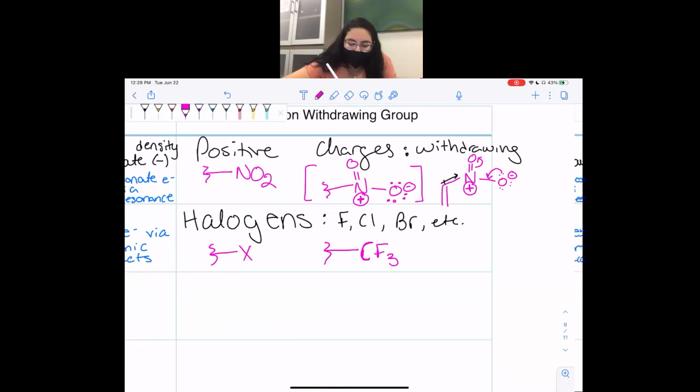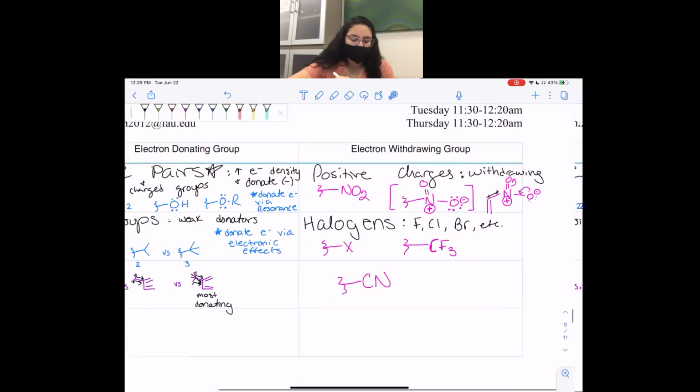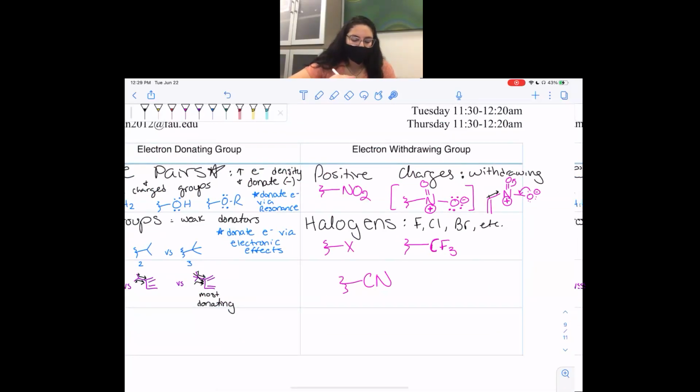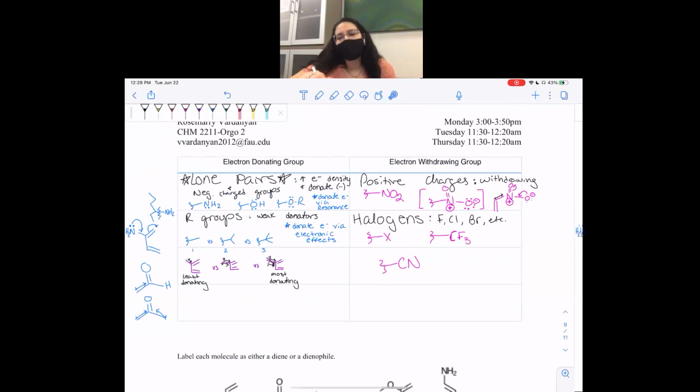The other example we have is the CN group. Does anyone know why this would be withdrawing? Because didn't we say over here that nitrogen is donating? So why is it suddenly withdrawing here? The C is attached, not the nitrogen. Perfect. Okay, that's really good. But there's one more part to that. So you're correct, but there's one more piece.